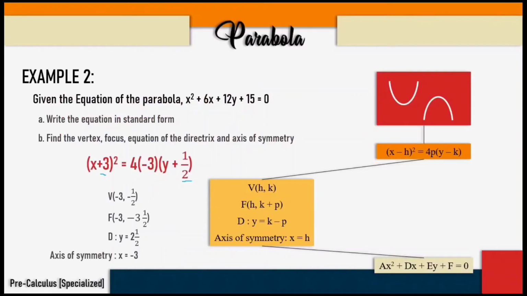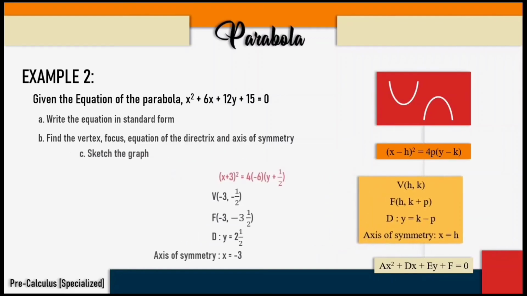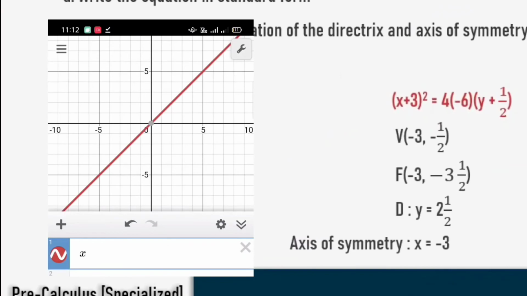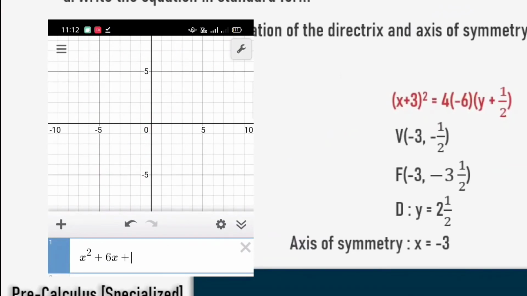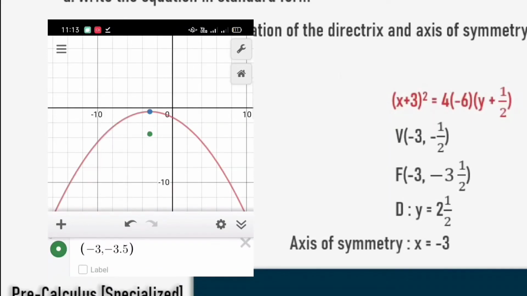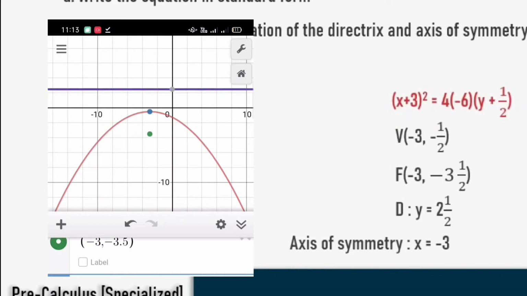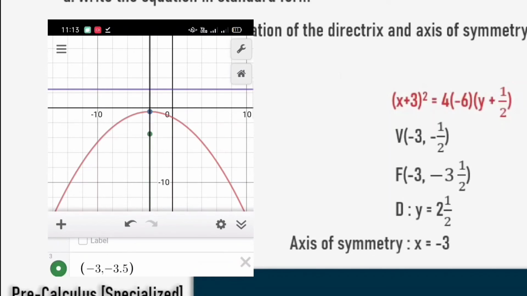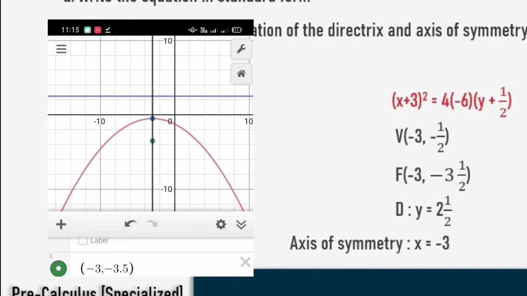For the graph, let's just use the Desmos graphing calculator. Input natin either the standard or the general equation, same lang naman sila ng graph. But I will use the given na lang, the general equation, then the coordinate of the vertex, tapos yung focus, then para sa directrix, the axis of symmetry, that is x is equal to negative 3. And you have the graph of the parabola. Pwede mo na itong screenshot, then attach sa activity mo.